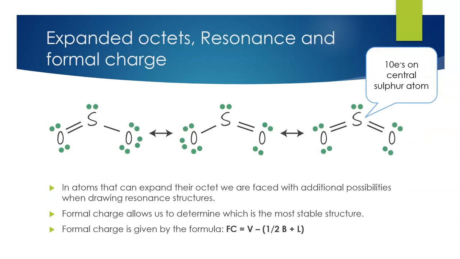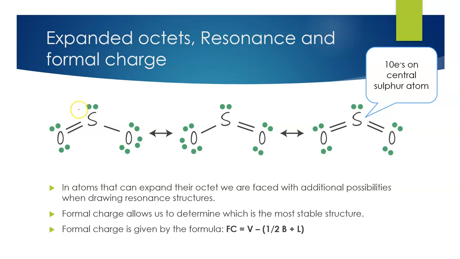When we come to expanding the octet in the new molecular geometries that we've talked about, with molecules such as sulfur and phosphorus, things get a little bit more complicated. In atoms that can expand their octet, we are often faced with additional possibilities when drawing the resonance structures. So in this case, we can have the SO2 with the double bond and single bond, with 6 electrons around the oxygen, and then the one bonding pair giving it 8. This now has 2, 4, 6, 8 here.